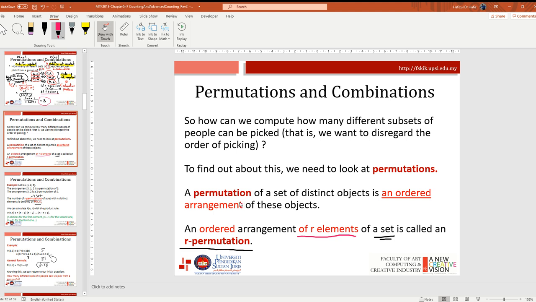So how can we compute this problem? To find out about this, we need to look at permutation. A permutation is an ordered arrangement of a set of distinct objects. Remember, permutation is the arrangement. Arrangement is very important. An ordered arrangement of R elements of a set is called an R permutation. R is for the element.